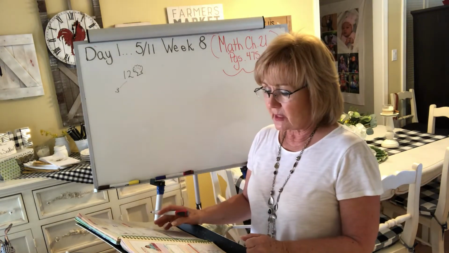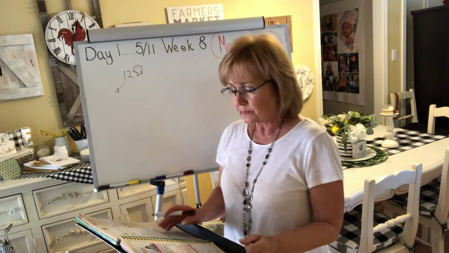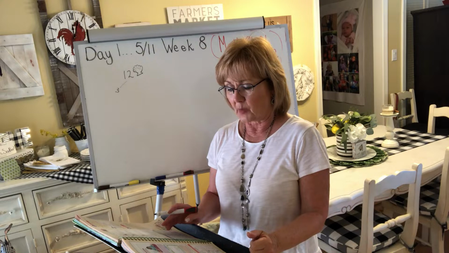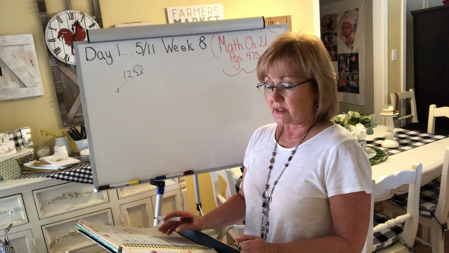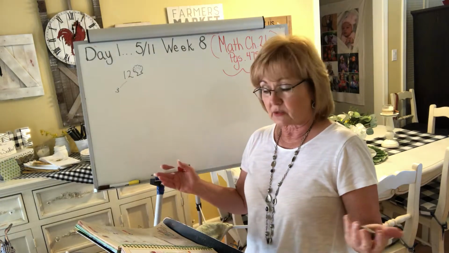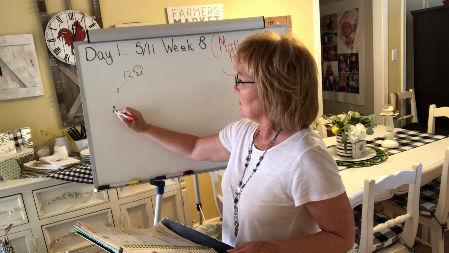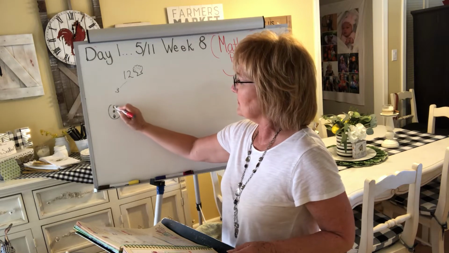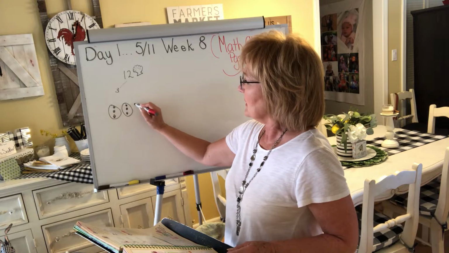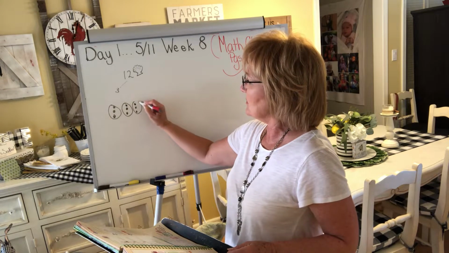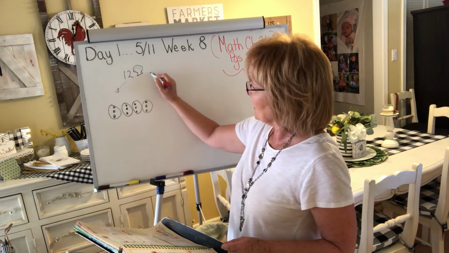So what are we going to do? We're going to go down to the green box and draw a picture to help us write the number sentence. Each friend gets 3, so we're counting by 3s till we get to 12. 3, 6, 9, 12. I think you guys remember how to count by 3s.